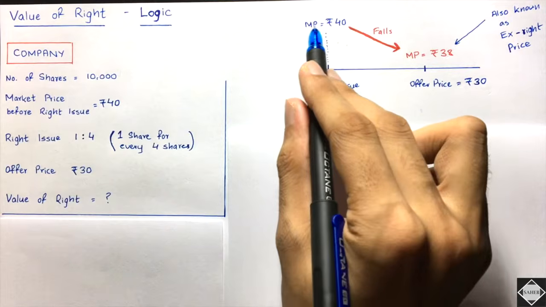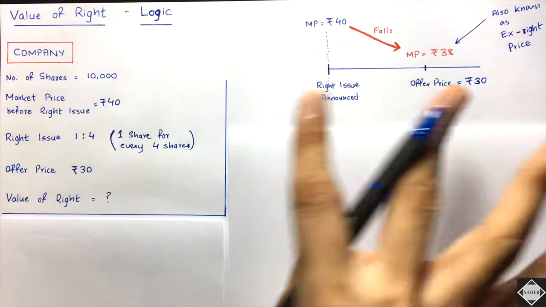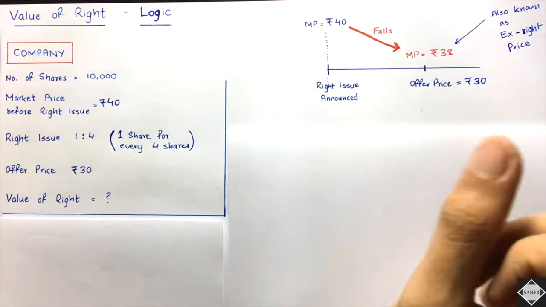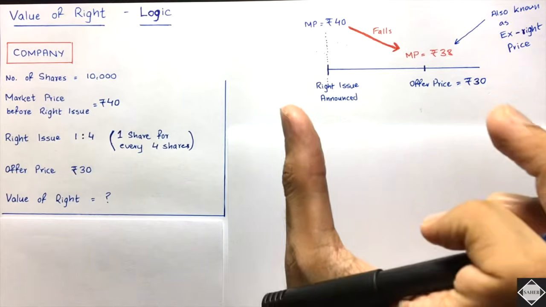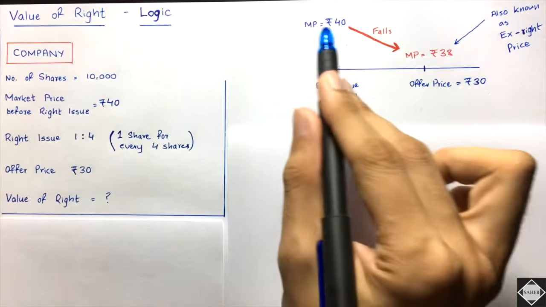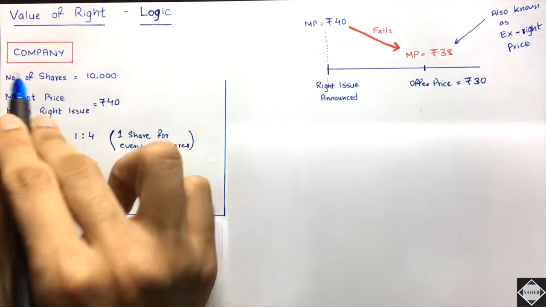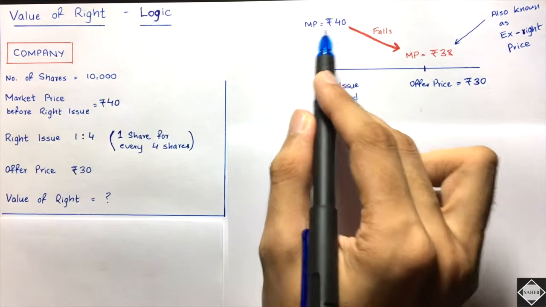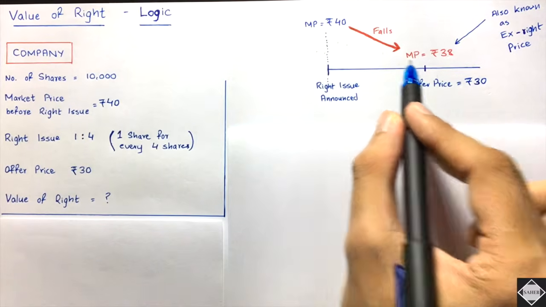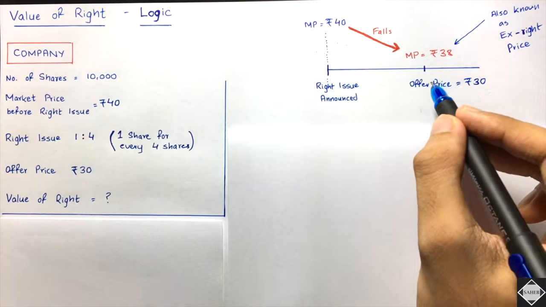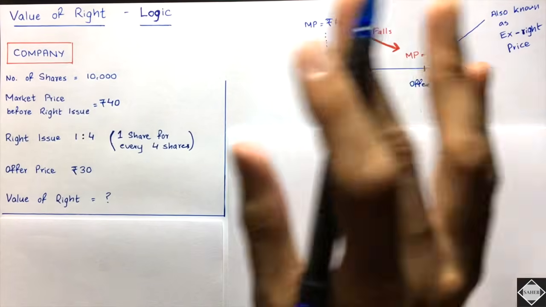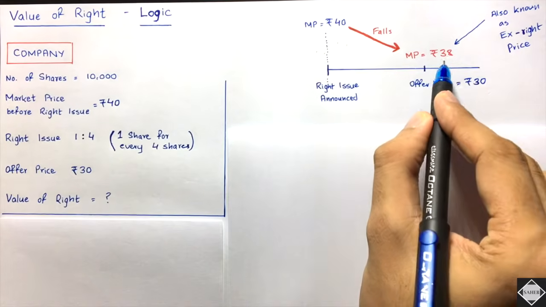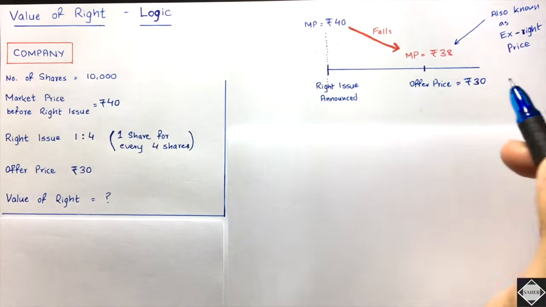And then what will happen? Slowly, as the time passes, you all know 15 to 30 days limit is there for the entire right process to complete. So in that 15 to 30 days, the market price of the share of this company will keep on falling. Slowly it will keep on falling day by day, and till the allotment date, market price will fall by a considerable amount. Let's just say, for example, 38. It falls to 38.